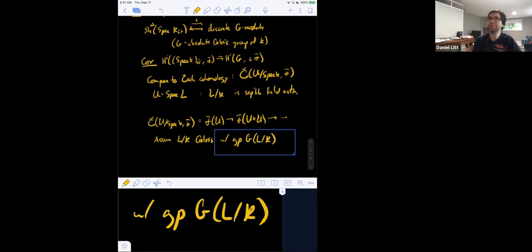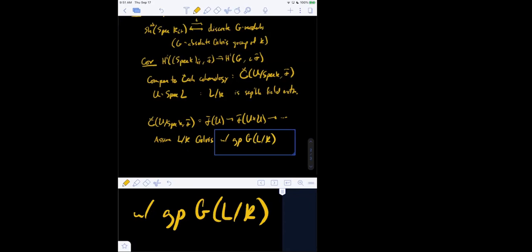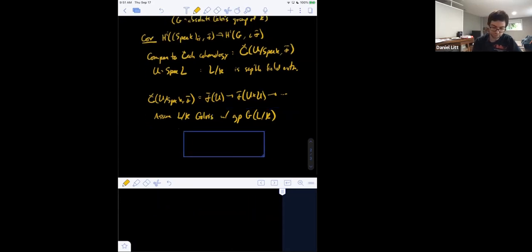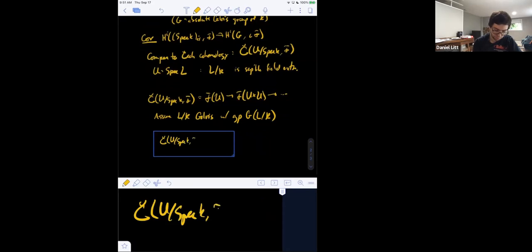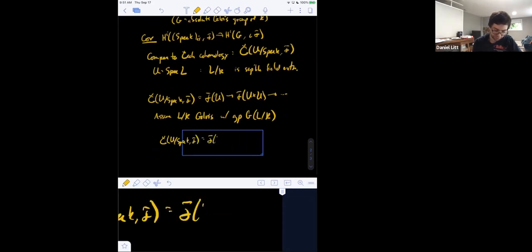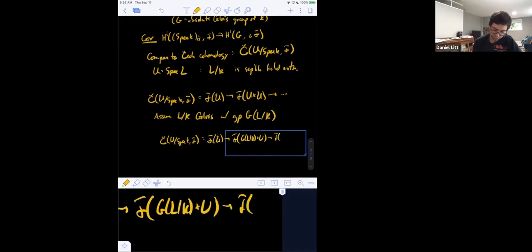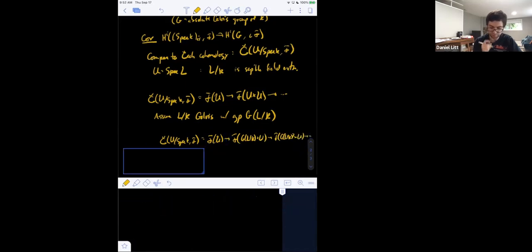So can anyone help me rewrite this complex? What is U cross U if L is Galois over K? Spec L to the degree. Yeah, and another way of saying that is it's just the Galois group times spec L. So then this complex becomes F of U to F of the Galois group times U, and then F of the Galois group squared times U, and so on and so forth.